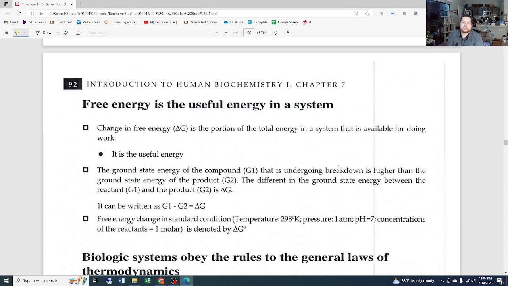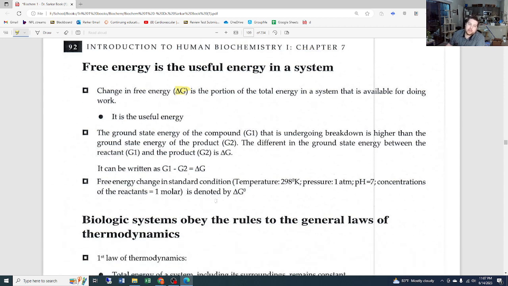Okay, free energy is the useful energy in a system. So a change in free energy represented by the delta, remember delta means change. A change in free energy is the portion of the total energy in a system that is available for doing work. It is the useful energy. The ground state energy of the compound, G1, that is undergoing breakdown is higher than the ground state of the product.